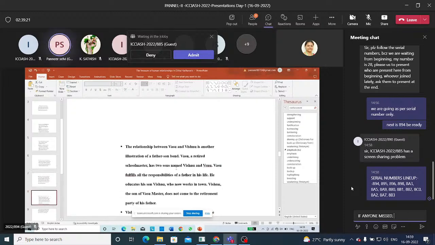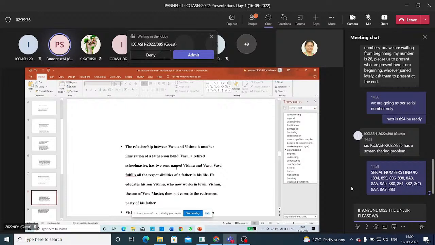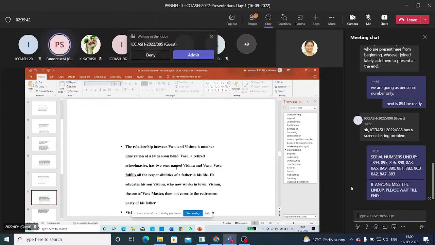Then the next novel, The Ghost of Vasu Master, shows the relationship between the protagonist Vasu and his two sons; they have a beautiful bonding. The father loved his sons very much, but they didn't have time to care for him. They have no time to visit him because of their busy schedule.